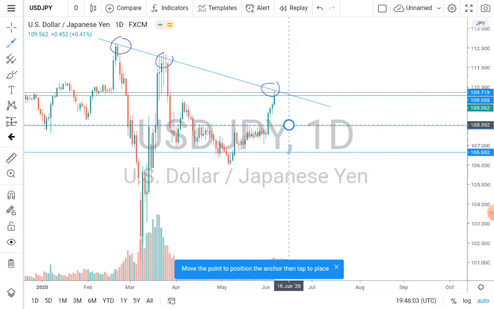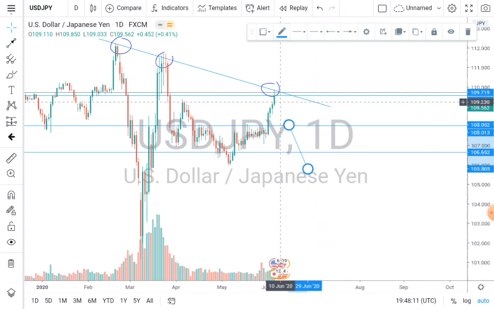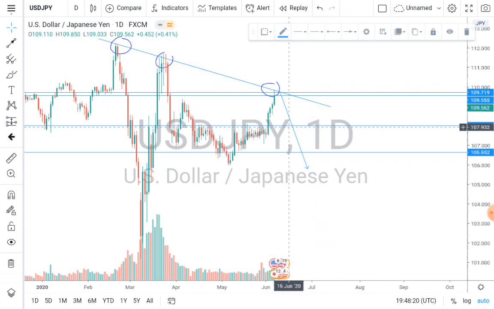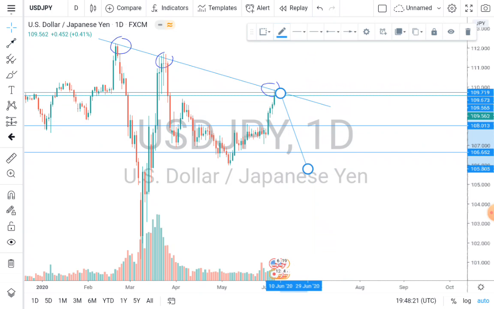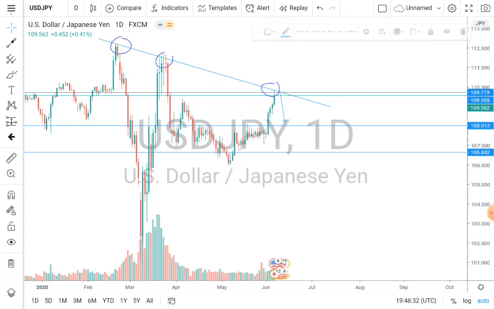Okay, let's see that. This is where we see the USD JPY pair going to go. So from here, two things can happen.